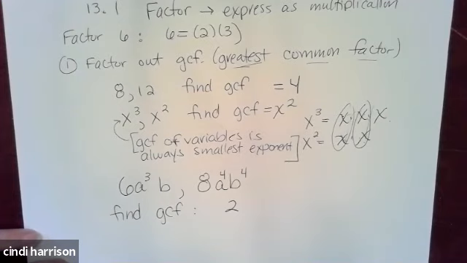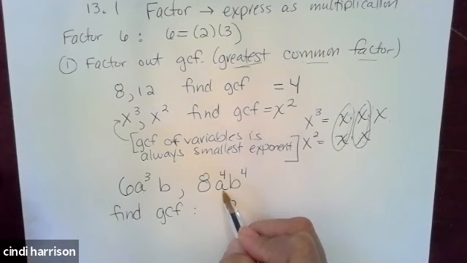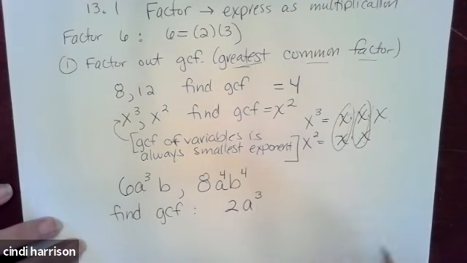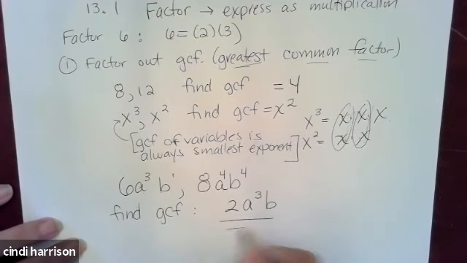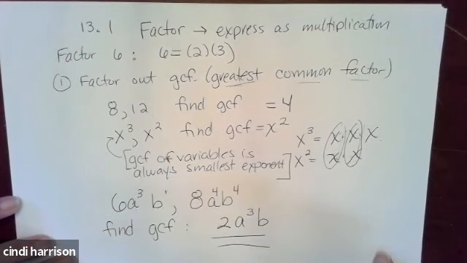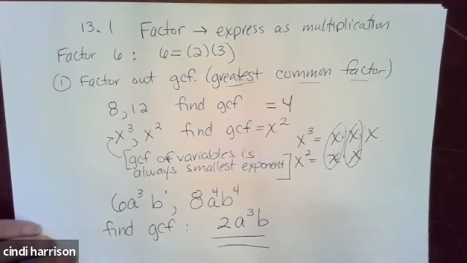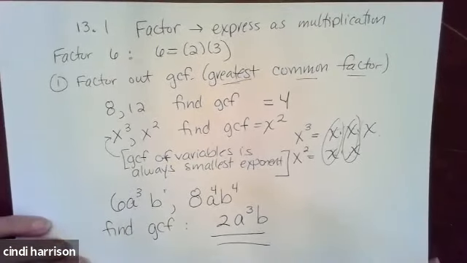Now take the variables one at a time. If I have a cubed and a to the fourth, the most a's they have in common is the smallest exponent, which is a cubed. And then if I have b to the first and b to the fourth, again, this is an understood one, then the most they would have in common is b. So that is the GCF. So the first part of this assignment, and you may already have attempted it, is just finding the GCF.